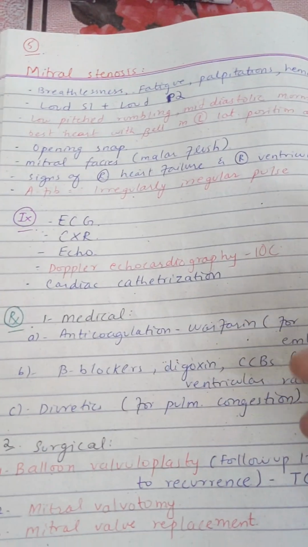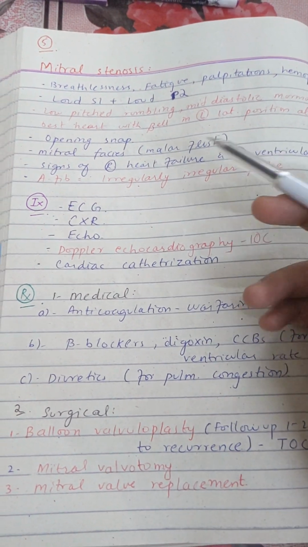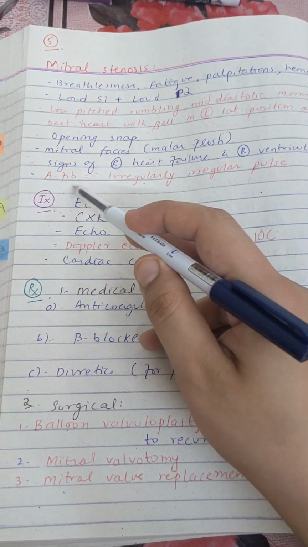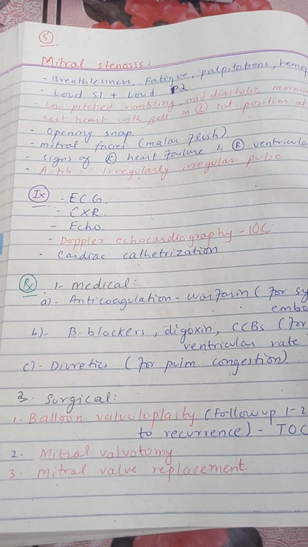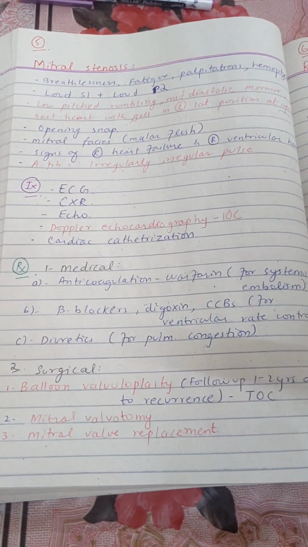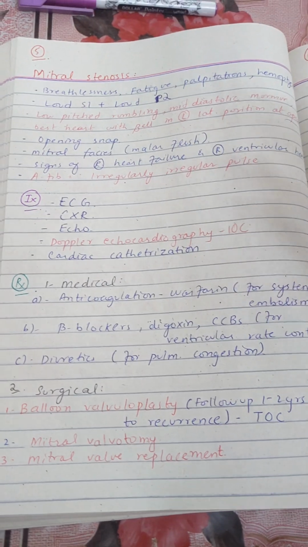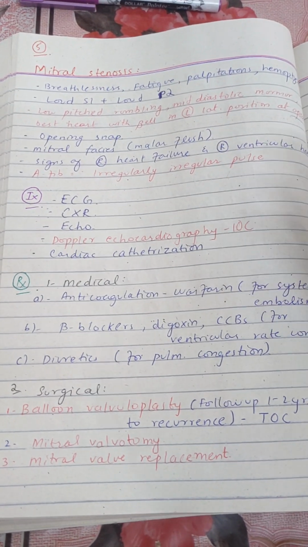And then some important murmurs on examination, opening snap, mitral facies and AFib will be a common finding in these patients, and these are the important symptoms. So these were the important points that you need to remember as a final year MBBS student. So mostly these are the points which come in exams as MCQs or SCQs.